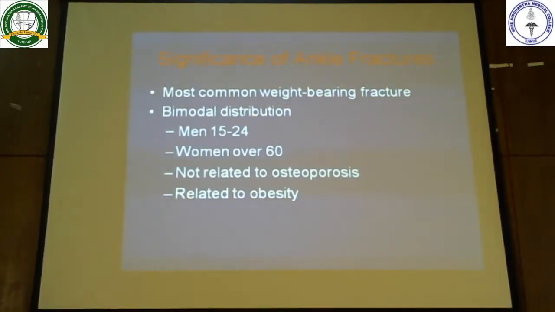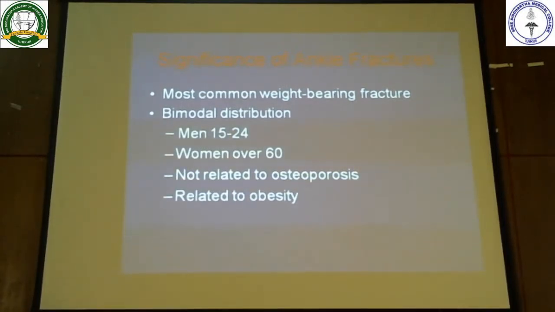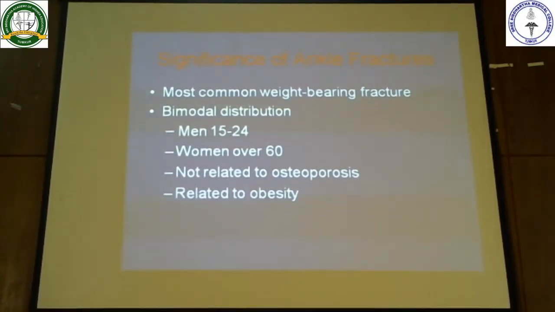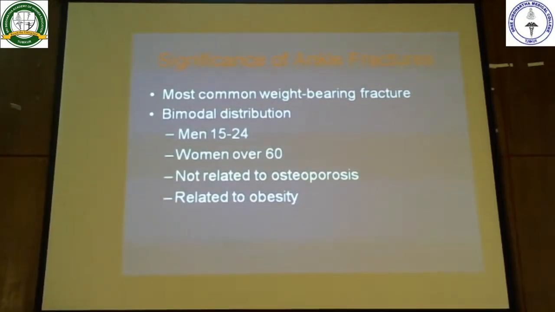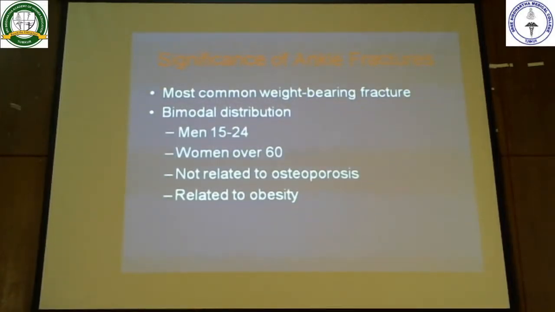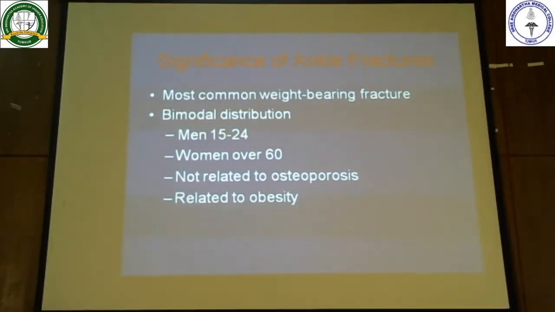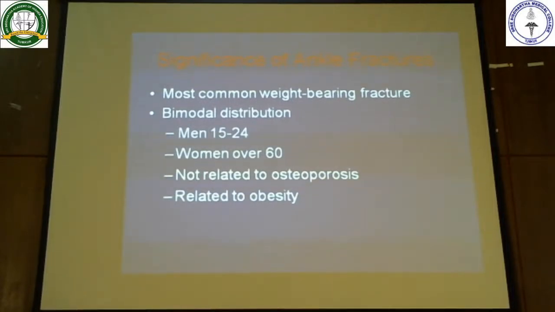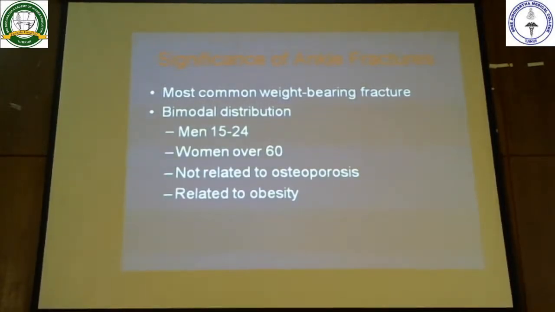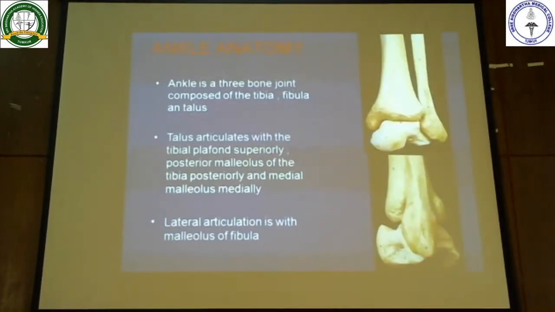It is not usually related to osteoporosis, unlike the fractures we have seen earlier, like neck of femur and IT fracture of the hip joint, where the main reason is of course osteoporosis in old age. But these fractures are not usually found to be related to osteoporosis. Of course it can be related to obesity, because, like I already mentioned, this is one of the most important weight bearing joints of the human body. So obviously the heavier the person is, the more prone the joint becomes to injury.